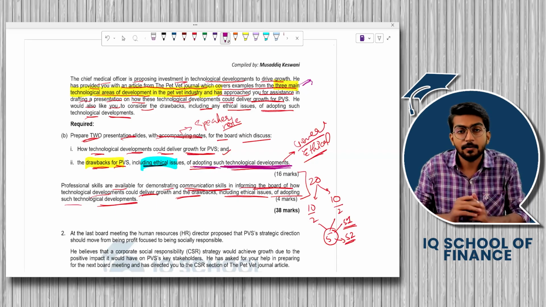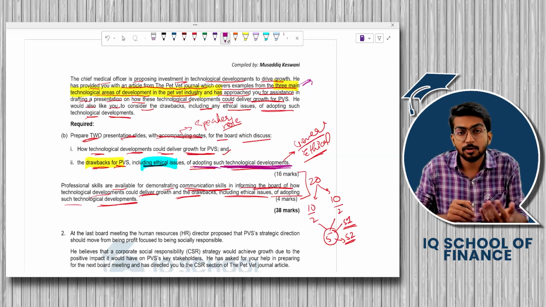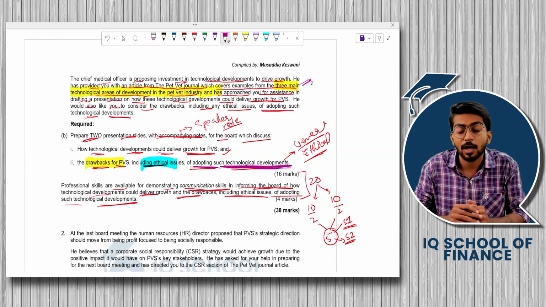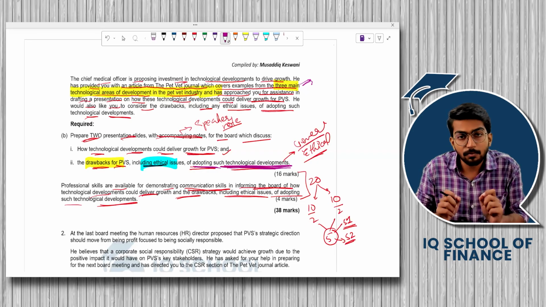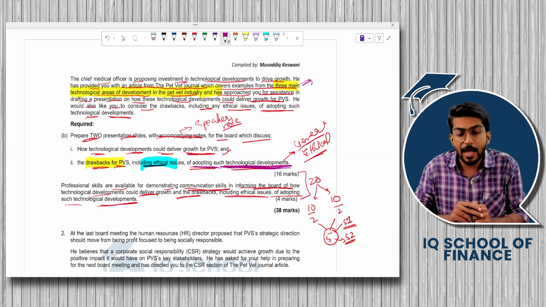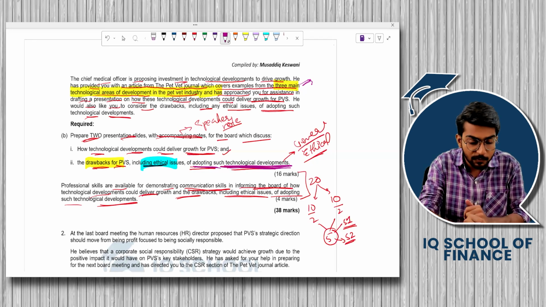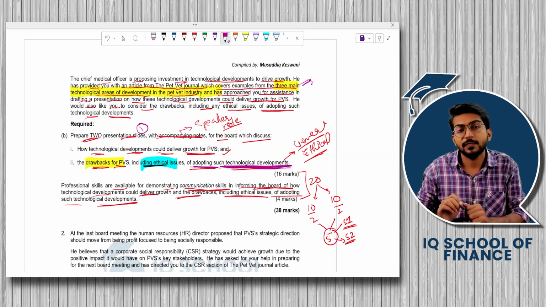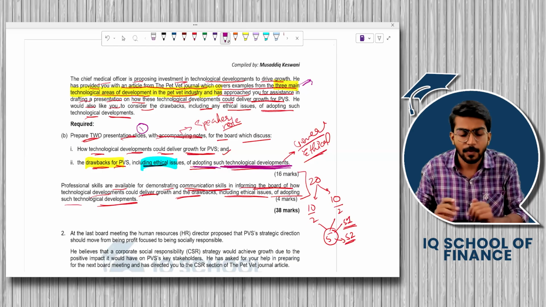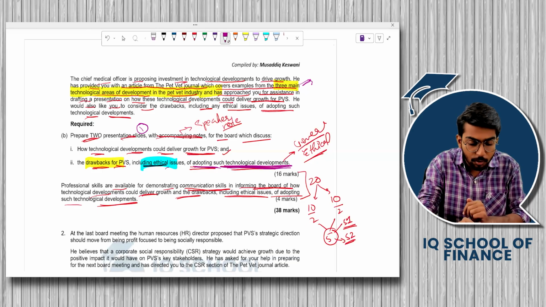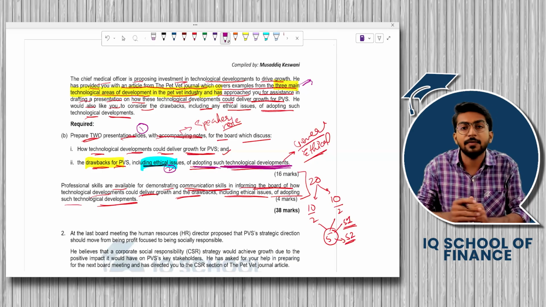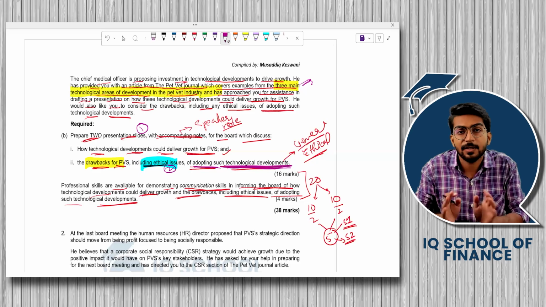If you are very clear with the technological advancement concept, if you know the pros and cons and the nitty-gritties of it, then you would be able to come up with the drawbacks. But the important thing is that, number one, you have to follow the slide format, which is very easy. And the other thing is that you also have to link it with the ethical stance wherever possible.